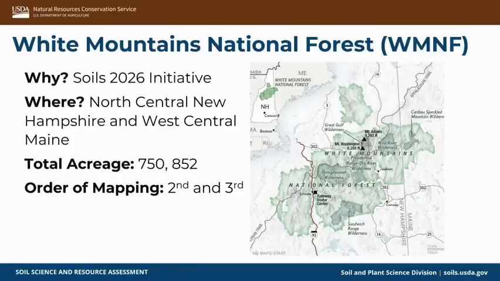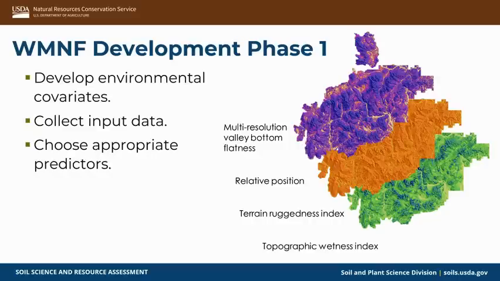Talk about the DSM version of soil mapping in the White Mountains National Forest. So this is part of the initiative of Soils 2026, which is basically we want to map all of the soils in the U.S. by 2026, including all public lands such as this national forest, much higher acreage as you can see, and we're going to map it in a second to third degree soil mapping due to proximity to civilization and towns. The first step in creating a DSM model is looking at environmental covariates.